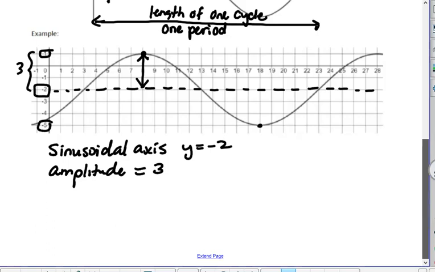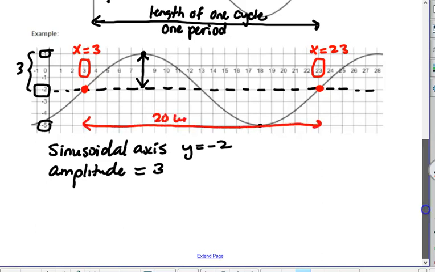The next thing we're going to look at is the period. The period is the distance from the starting point to the ending point of a cycle. Well, the sine cycle starts on the sinusoidal axis and it ends on the sinusoidal axis. And then it goes up, down, and back up again. So the starting point of the cycle would be x equals 3. The ending point of the cycle is x equals 23. The distance between those two values is 20 units. And so the period is 20.